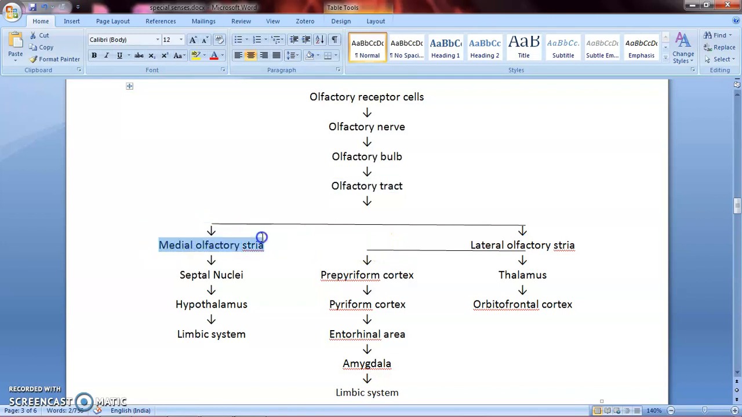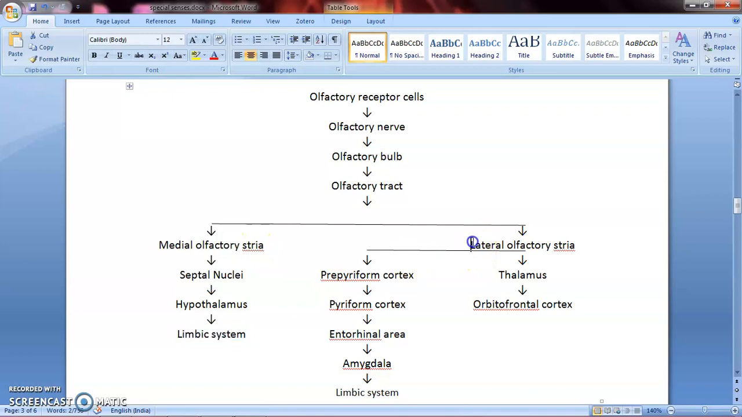The medial olfactory striae end up in the septal nuclei. The septal nuclei, as the name suggests, are present in the septum pellucidum. Then it goes to the hypothalamus, the area of the diencephalon below the thalamus. It is connected to the limbic system, the emotional pathway. So this is the fate of the medial olfactory striae.